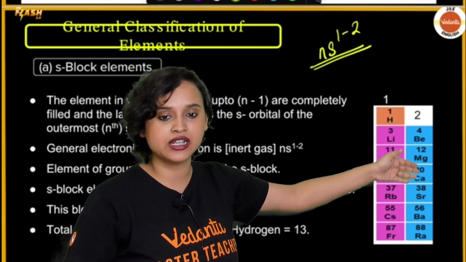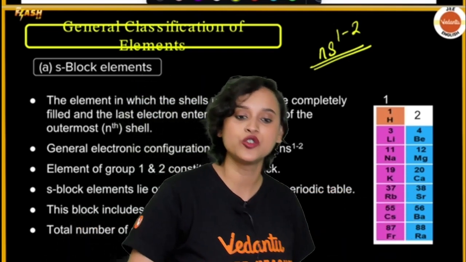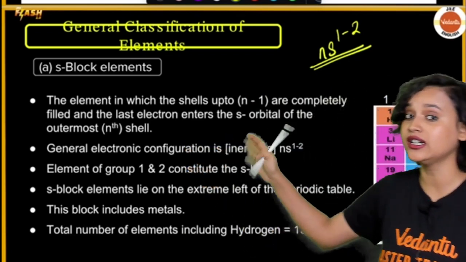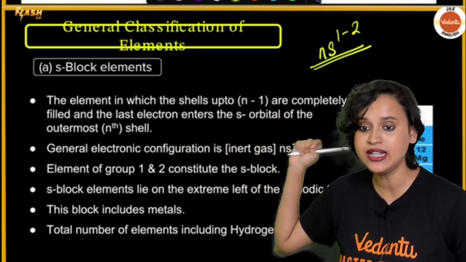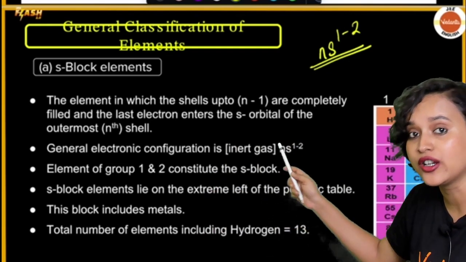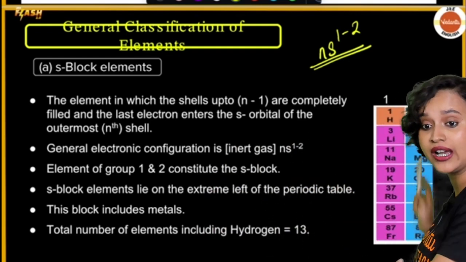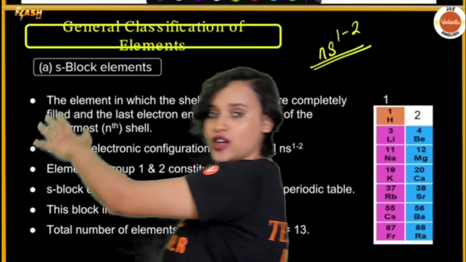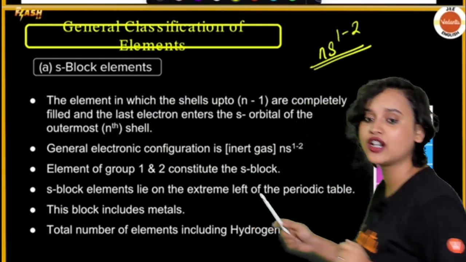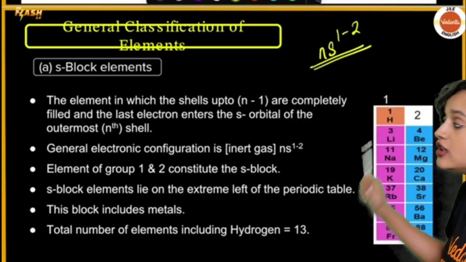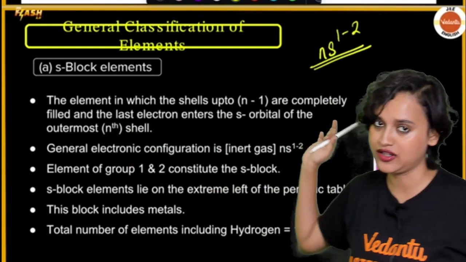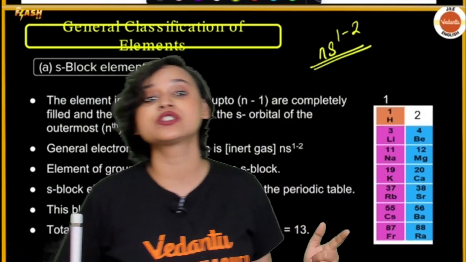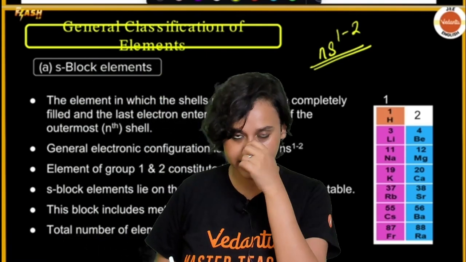This beryllium, magnesium, calcium, strontium, right? They all belong to group 2. Okay. All right. So this is how you write down the general electronic configuration of all the s block elements, right? The elements of group 1 and group 2 constitute the s block. The s block elements lie on the extreme left-hand side of the periodic table, as I just showed you, and the total number of elements including hydrogen is 13. Okay, this block has all metals, by the way. Group 1 is called alkali metals and group 2 is called alkaline earth metals, right?